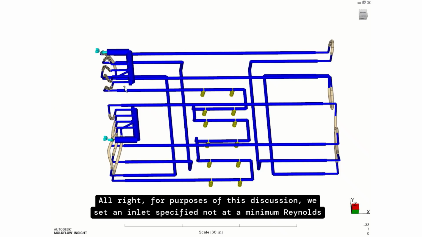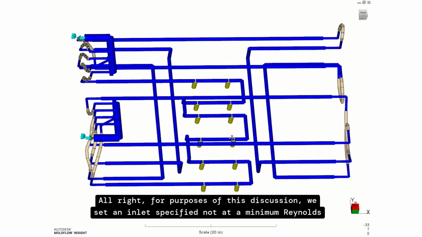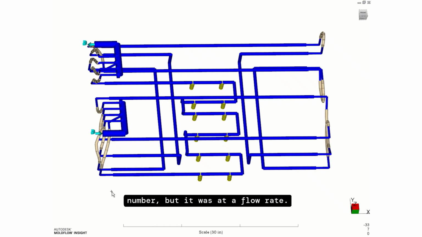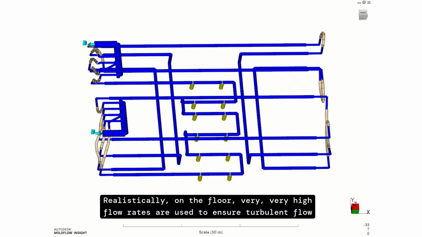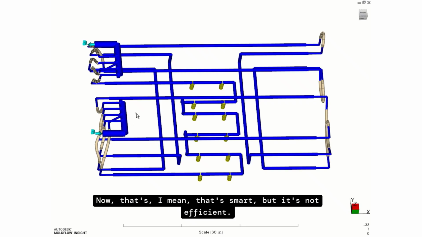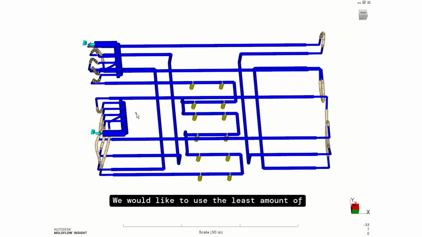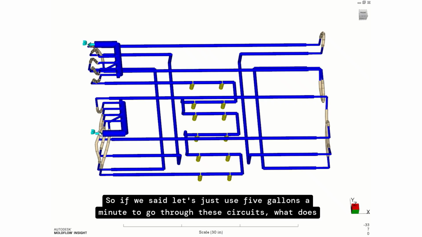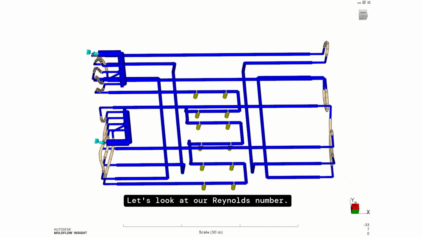For purposes of this discussion, we set an inlet specified not at a minimum Reynolds number, but at a flow rate. Realistically, on the floor, very, very high flow rates are used to ensure turbulent flow through all of the circuits. Now, that's smart, but it's not efficient. We would like to use the least amount of flow rate, the least amount of energy to push that water through the circuits, and yet still have efficient cooling. So if we said, let's just use 5 gallons a minute to go through these circuits, what does that mean? Let's look at our Reynolds number.